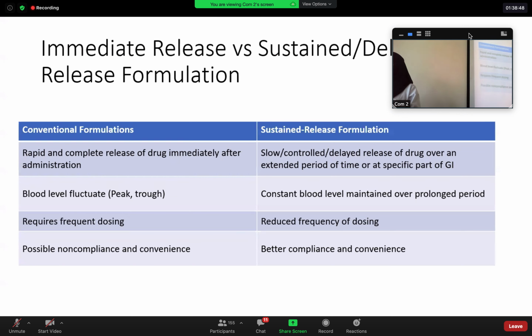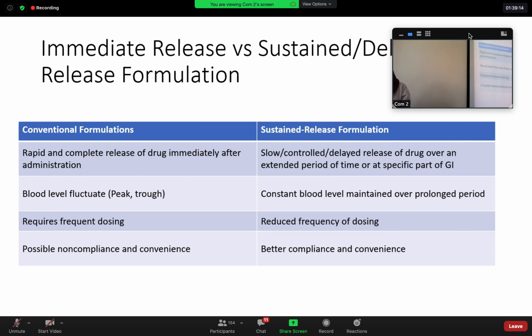Are the conventional formulations the same as delayed release? No, the conventional, maybe I'll change this in the slides when I send it. The conventional here means the immediate release. So the conventional is the immediate release. Anything that is called sustained, delayed, those are the modified release, so they will not be released immediately. That's how it is.